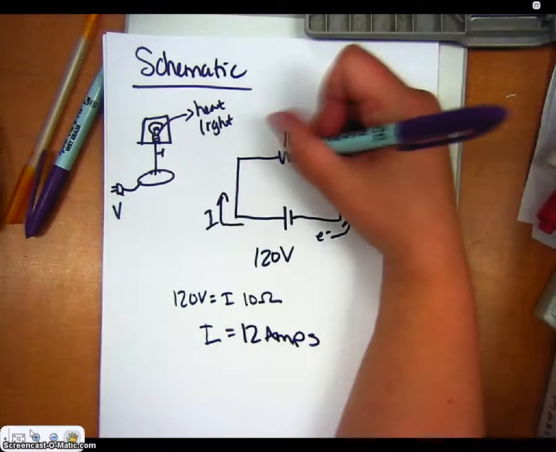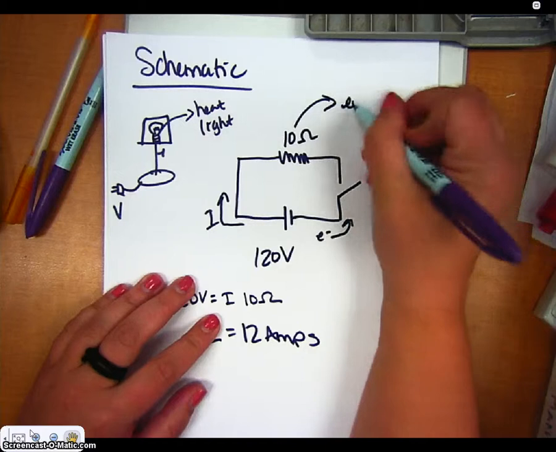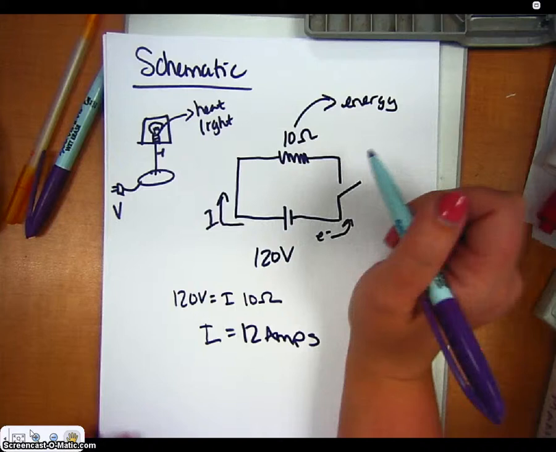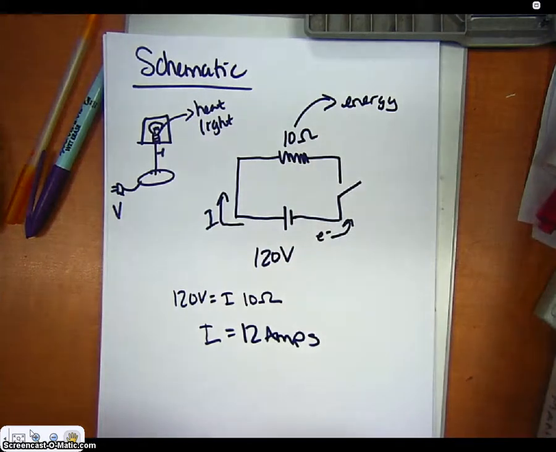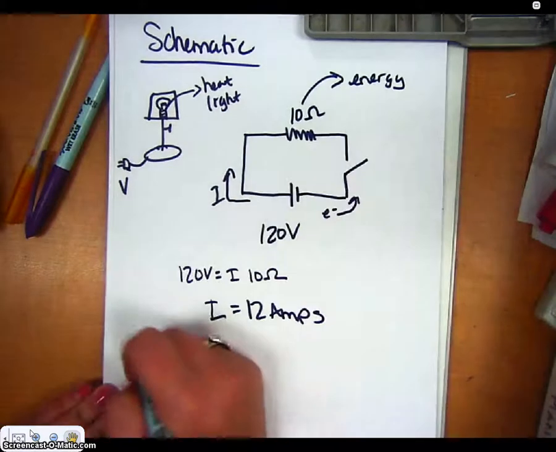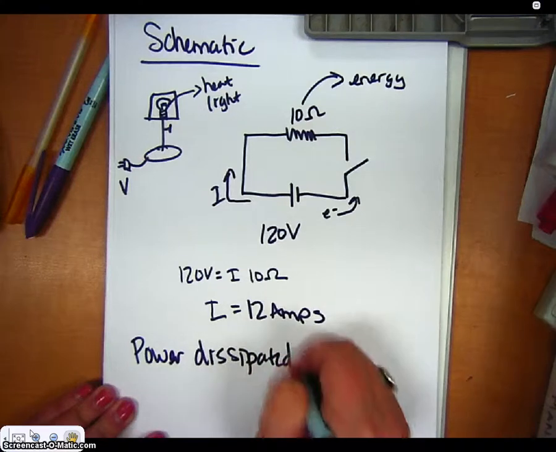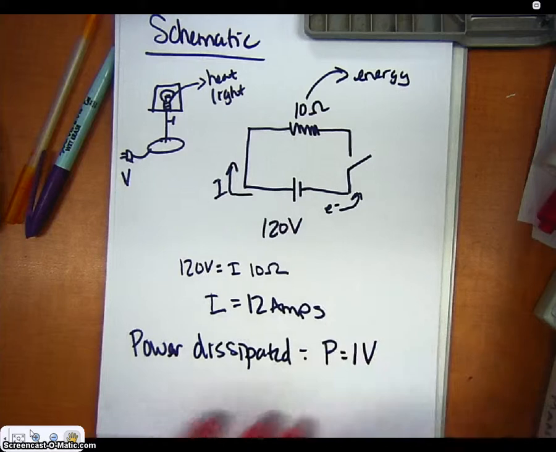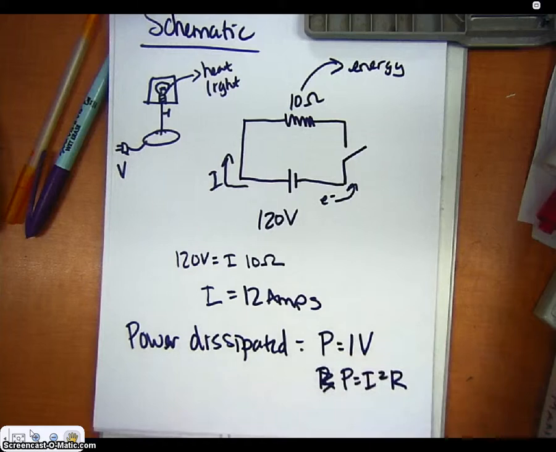And as the electrons are flowing through the resistor, which is the light bulb, there is energy leaving in the form of both heat and light. Now, we actually define energy as power, and then we'll talk about how that relates to energy. So the power that is dissipated from a circuit, that means leaves the circuit, is equal to IV, or it's also equal to P equals I squared R. Both of these can be used to figure out the watts that come out of this circuit.